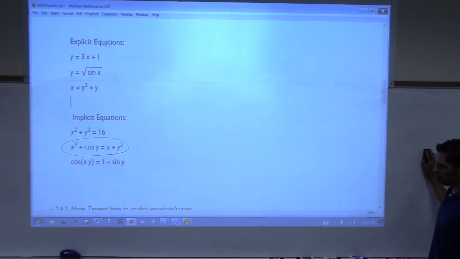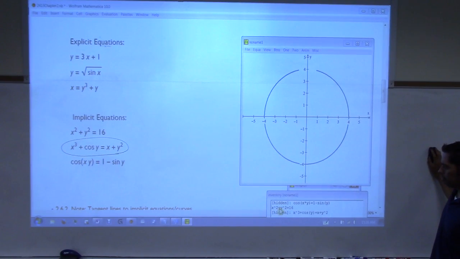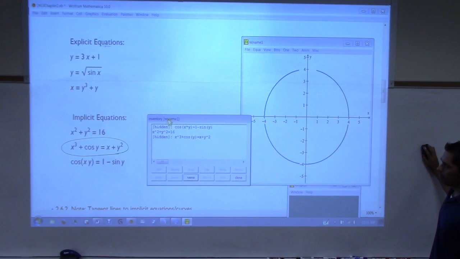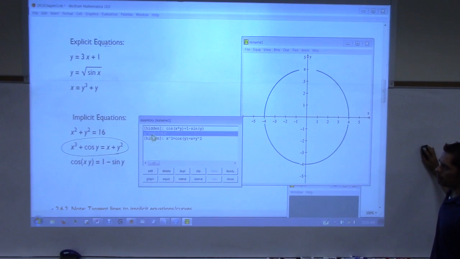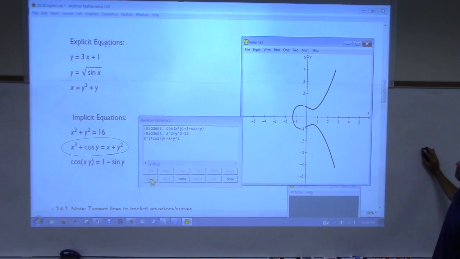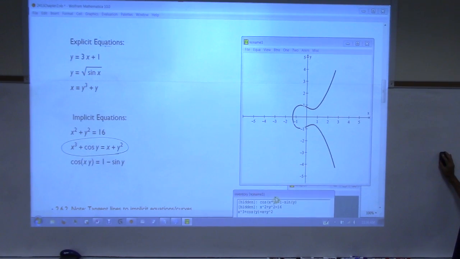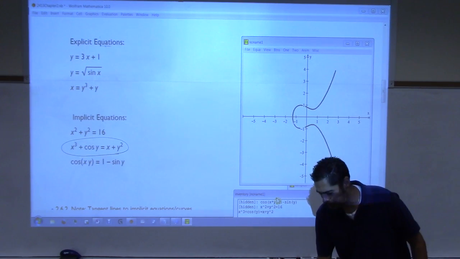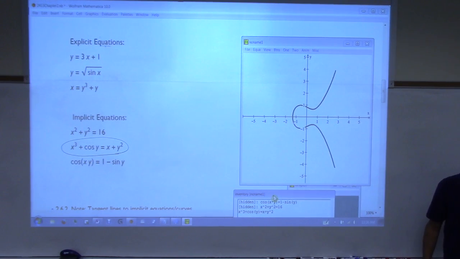All right, so let's look at that one. There's the circle. Let me hide that one. And this one. You ready? Here it comes. There it is. That's the graph. Yeah, sideways, right? Wait, that's the graph? That's the graph of that equation.